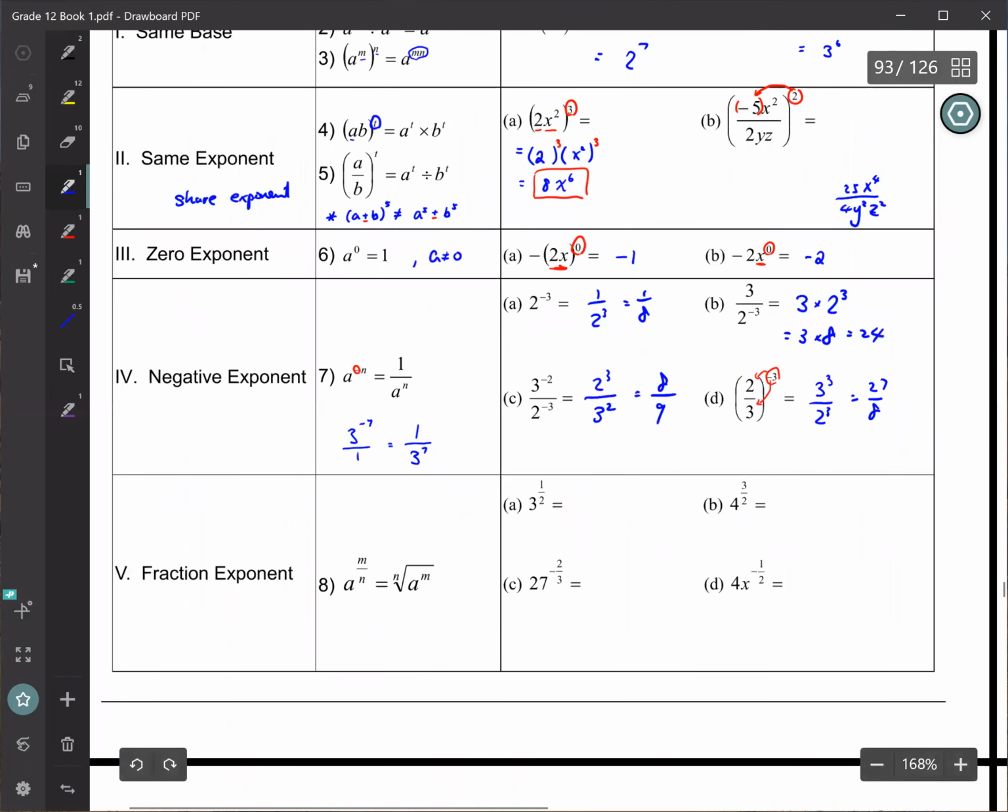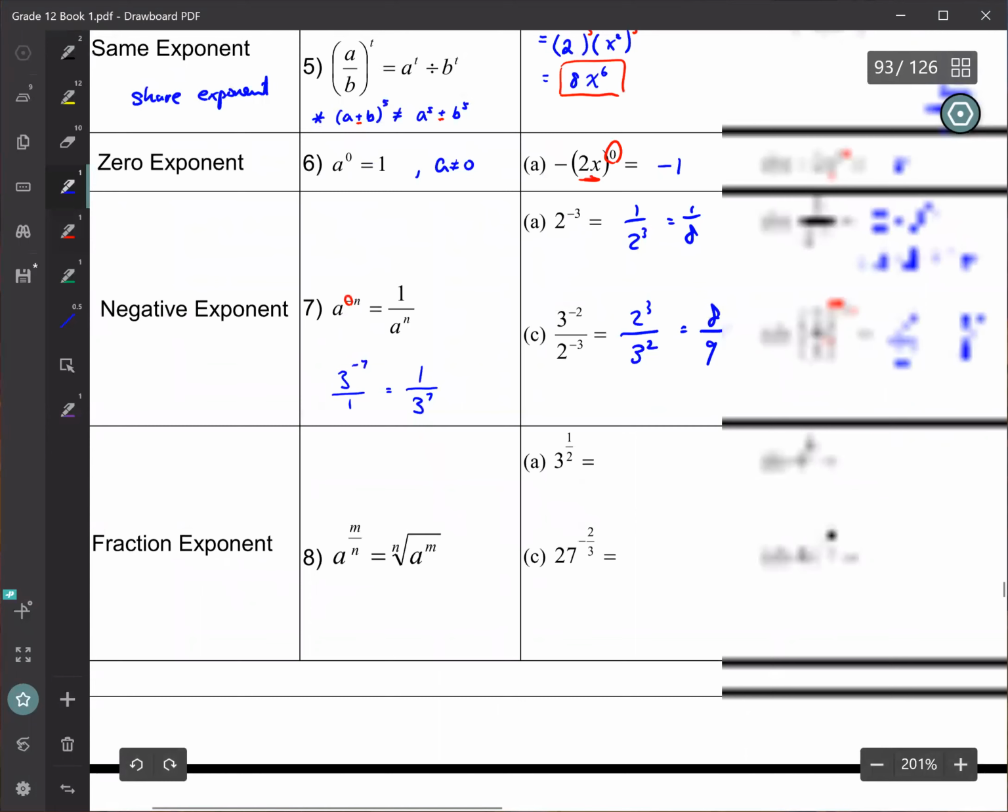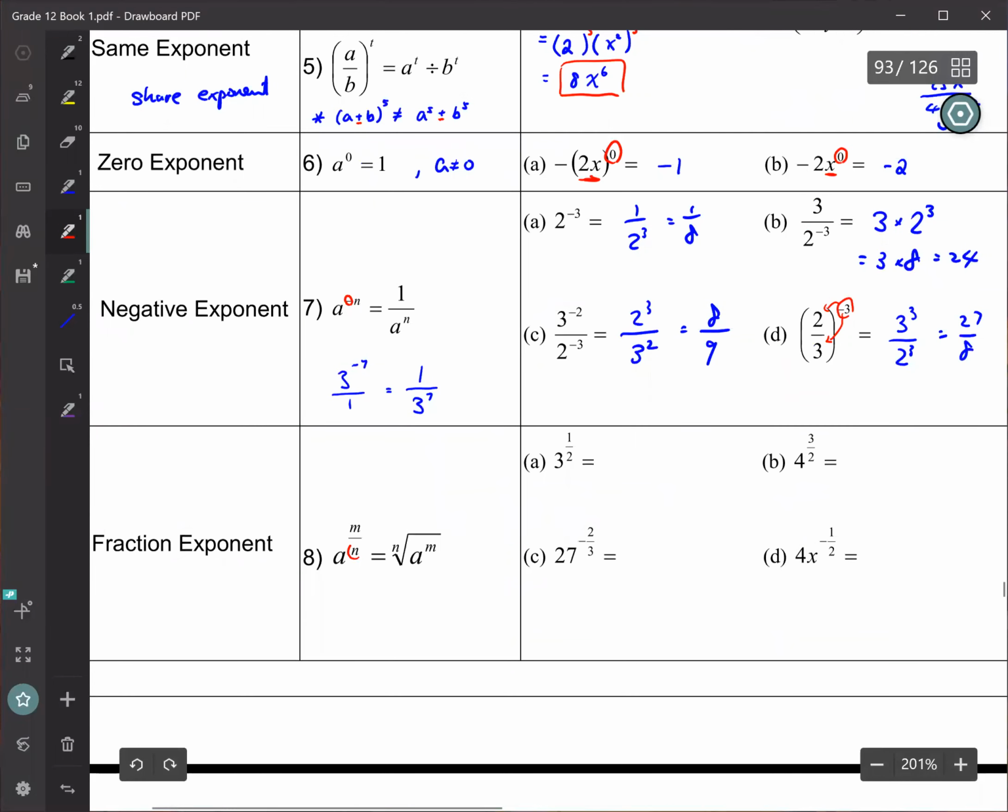Next one, you learned this one in grade 10, the fraction exponent. So remember the denominator in the exponent will represent the index. The outside number is called the index, right? If you see a little 3, outside is called the cube root, right? And that will be the denominator in the exponent, okay?